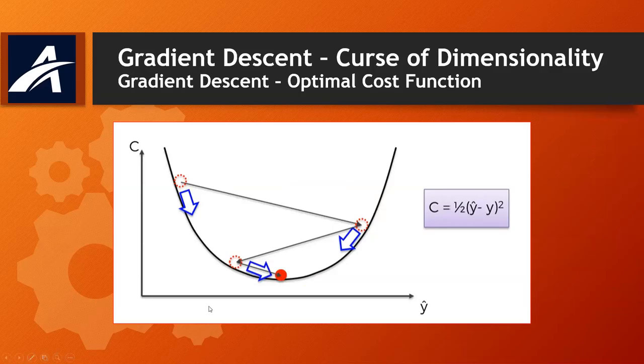Now this, like I said, is the optimal cost function. Like now, it is not high. Remember, this is the cost function. This is the predicted value. It is not high, and it has oscillated and settled all the way in the middle.